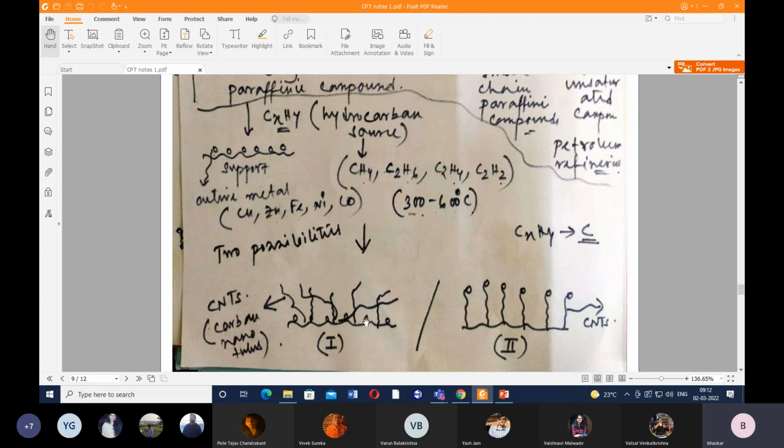Suppose I have a palladium based catalyst. Palladium supported on silica, we'll get this kind of arrangement. Platinum supported on silica, we'll get this kind of arrangement. Rhodium will have this kind of arrangement. However, in the case of copper, nickel, zinc, iron, and cobalt, we can have this kind of arrangement.